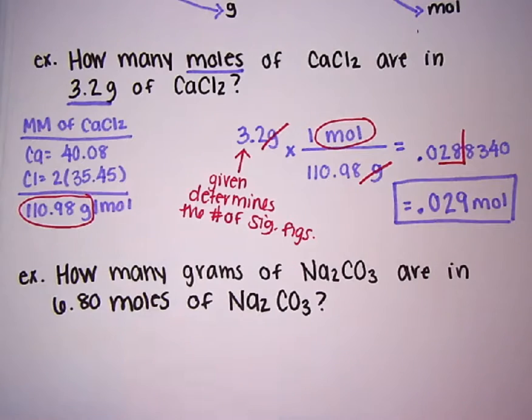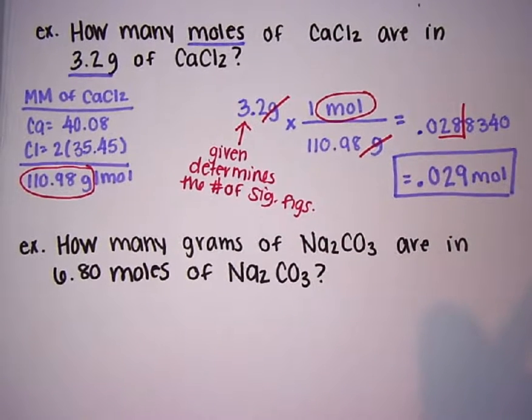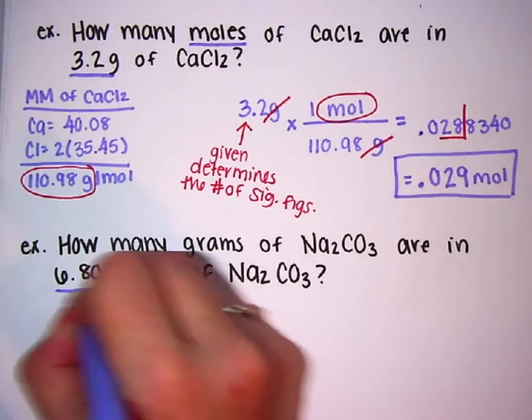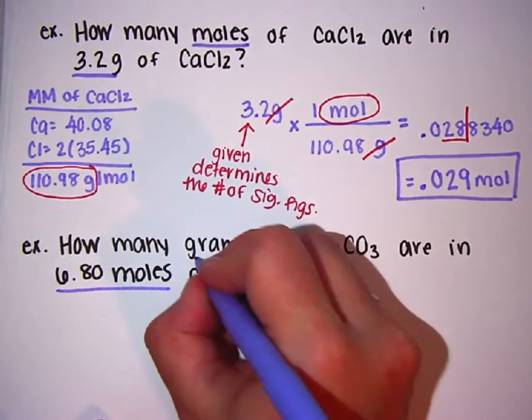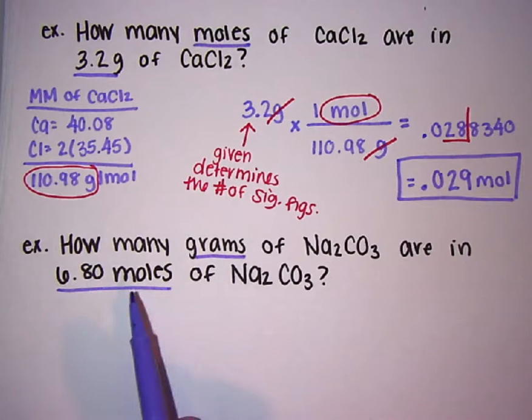So again, get in the habit of always looking at your given units and the units that you're solving for and figure out your conversion factor. So far, both of these we're going to use molar mass, but the next problem I'm going to show you, we're going to have a different conversion factor. So look at the given units, which are moles. Look for the units we're solving for, which is grams. If we're converting between moles and grams, we need the molar mass.